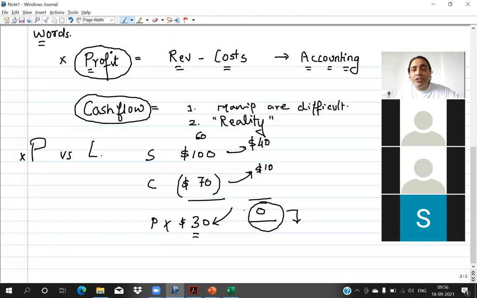I should be concerned about something more real, something closer to truth, which is cash. The truth is that right now there is nothing in my pocket, it's zero cash. So this will be given more importance in our investment appraisal analysis. Guys, are you clear with the concept?